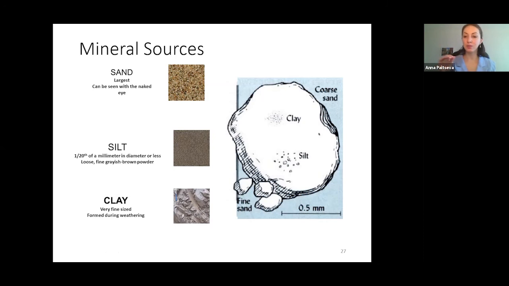Silt is in the medium. You can feel it, it's like smooth flour between your fingers, but the clay will stick between your fingers. You cannot see it, but you feel it's sticky. And what is important to remember is that clay is not just the size. Clays are also minerals.